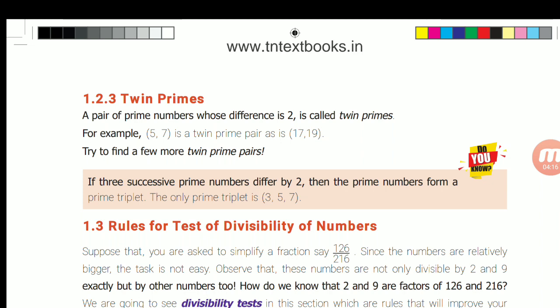If there are 3 successive prime numbers that differ by 2, then that is called a prime triplet. If there are 3 different numbers where the difference between consecutive numbers is 2, then that is called a prime triplet. The example for that is 3, 5, 7. The difference between every two numbers is 2, so it is called a prime triplet.